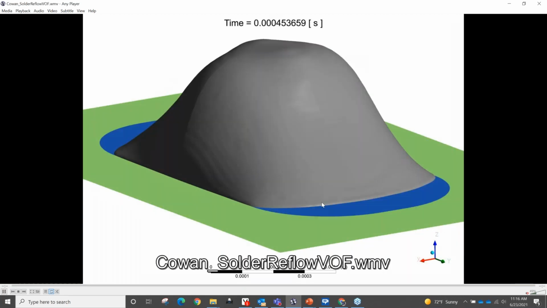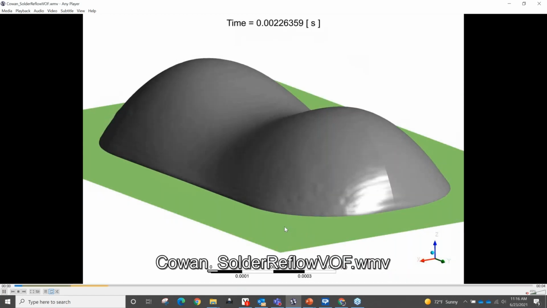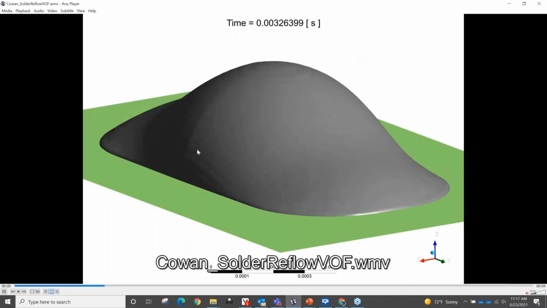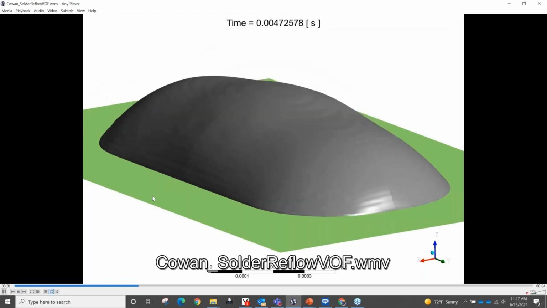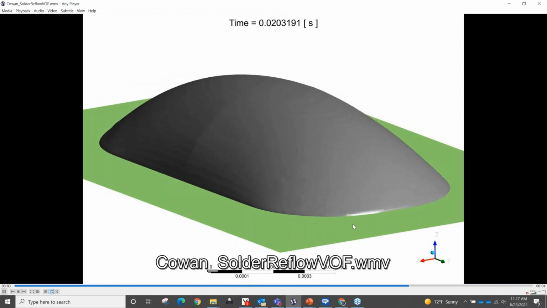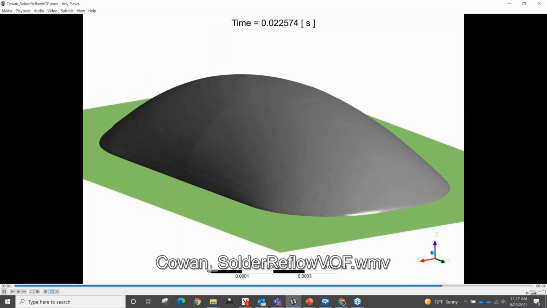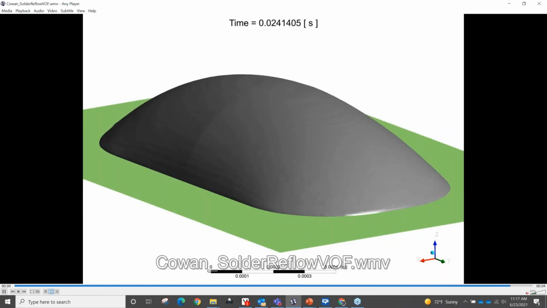So from this animation, you can see that there are two different walls on this pad over here. One of them is hydrophilic, the other one is hydrophobic. The green one is hydrophobic because you don't want the solder melting out and expanding to the green area. And the blue area that you see underneath is the hydrophilic surface. And you want that expanding in that region, but you don't want it going into that other region.